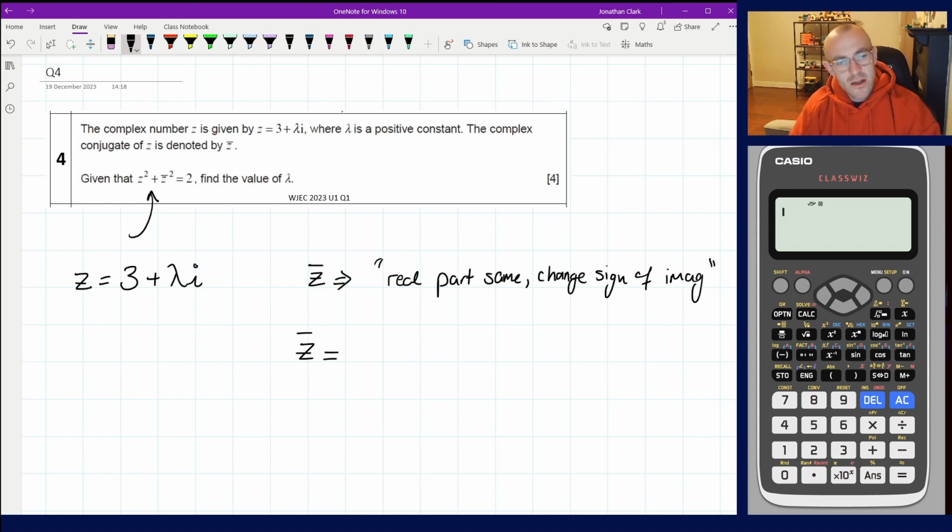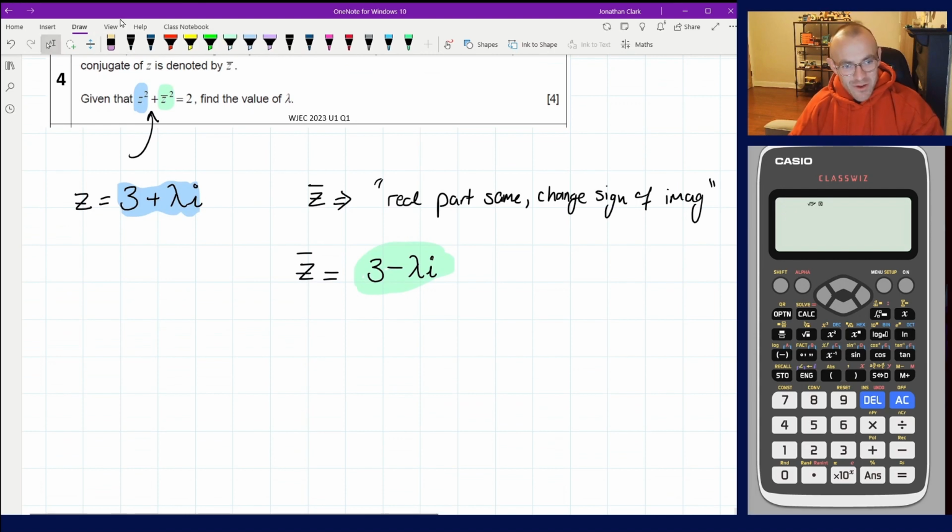So Z conjugate is going to be 3 take away lambda i. And I think essentially I'm going to just substitute these things into the equation. I'm going to replace Z with 3 plus lambda i, and I'm going to square that. I'll replace Z conjugate with this thing. I'll set it equal to 2, and I'll try and solve it, and we'll see what happens. Let me write down this equation.